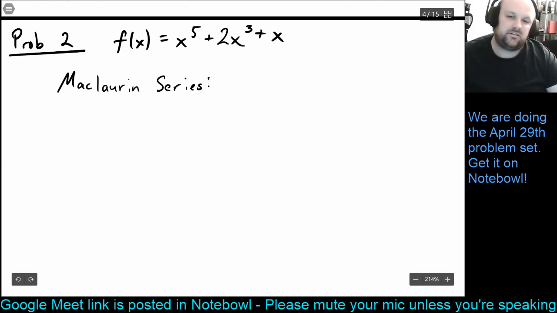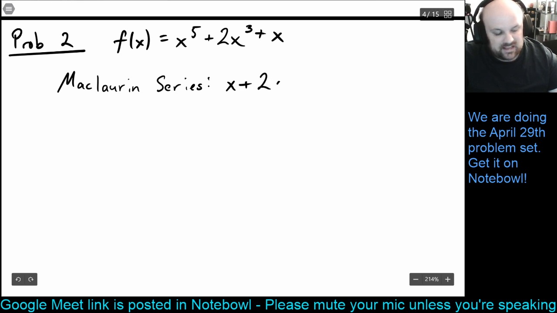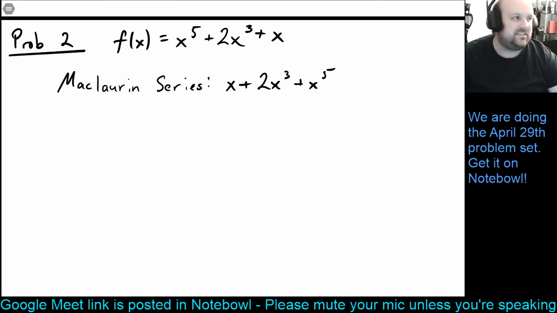Because what we're trying to do with the Maclaurin series is represent our function as a polynomial. And if it already is a polynomial, then there's nothing else to do. So it's simply x plus 2x cubed plus x to the 5th. That's it. It doesn't have to be an infinite series. It typically will be, but if it's a polynomial, then it's not going to be.